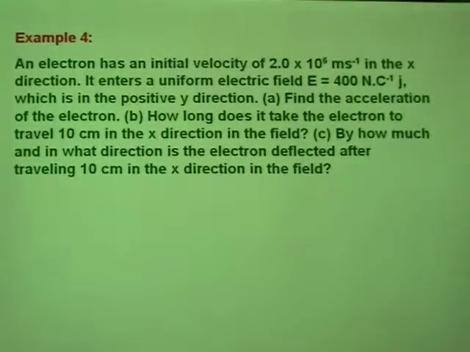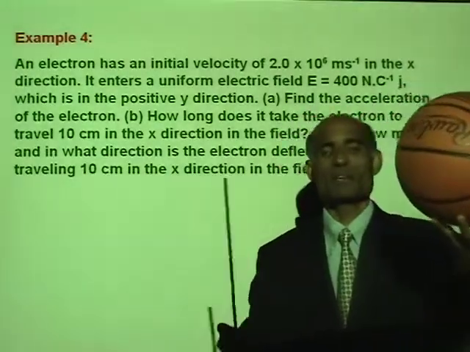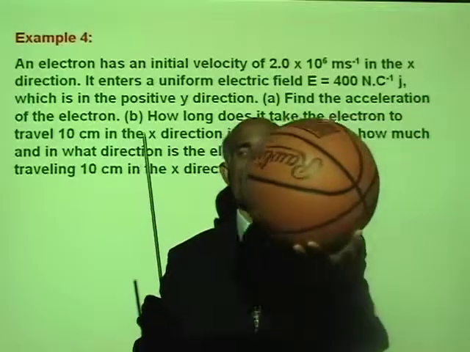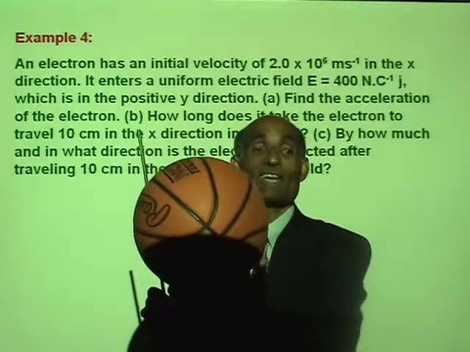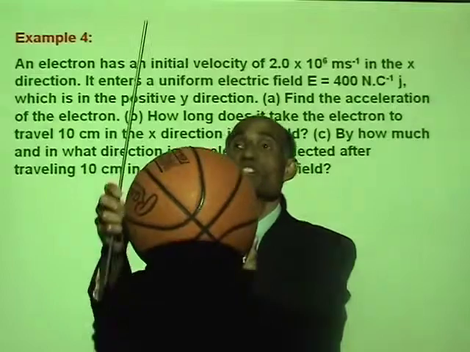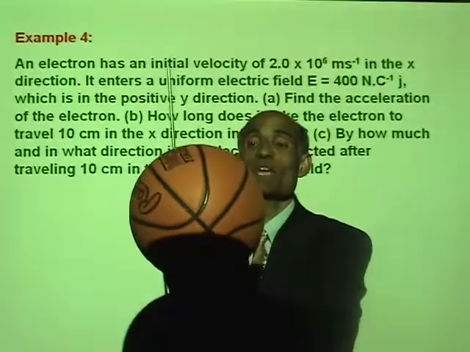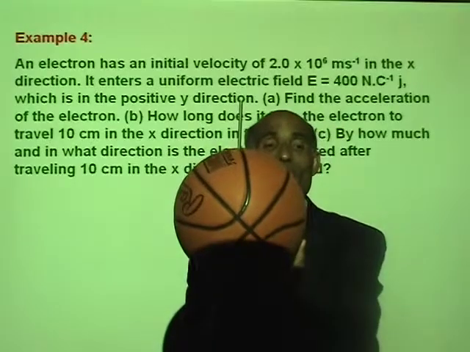Now, here comes an electron. Can you see the electron coming in? Here comes an electron, and when it comes to the origin, it falls in an electric field. The electric field is directed upward. Tell me, what is the direction of the force the electron is going to experience?